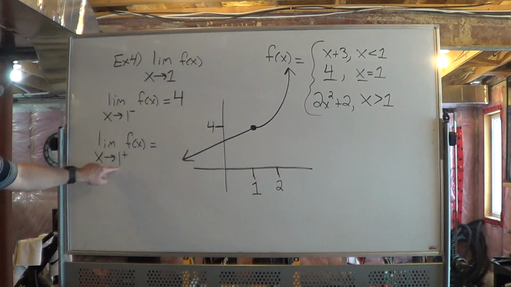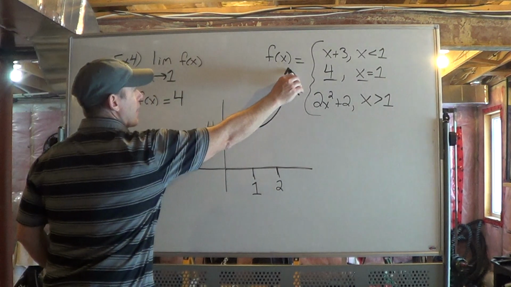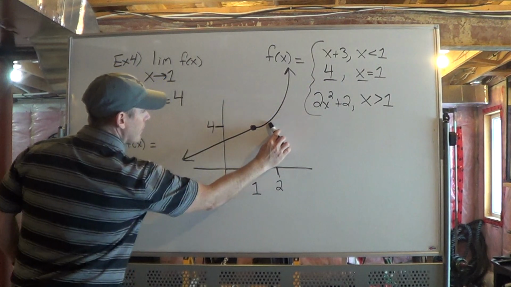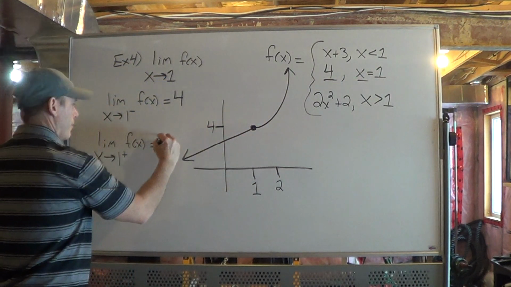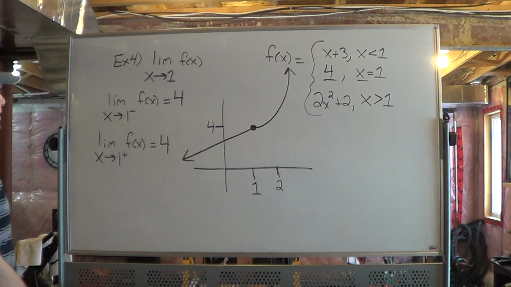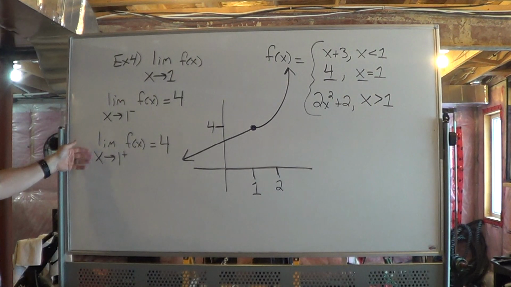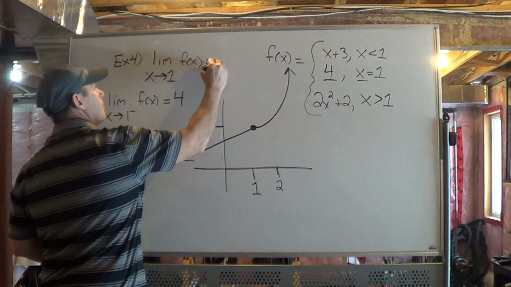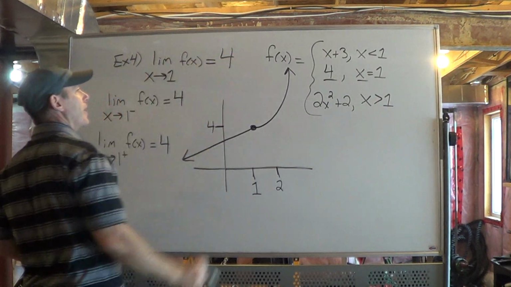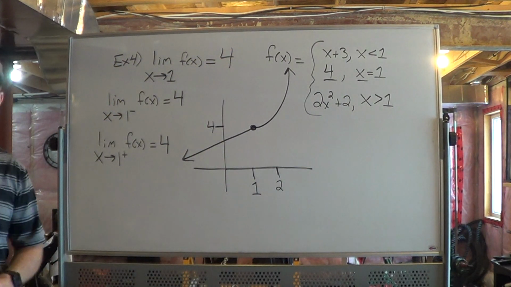If I approach 1 from the right hand side, so starting from this arrow and moving down, I end up with 4. And so the limit on the left hand side is equal to the limit on the right hand side. So this limit exists. It is actually a 4.